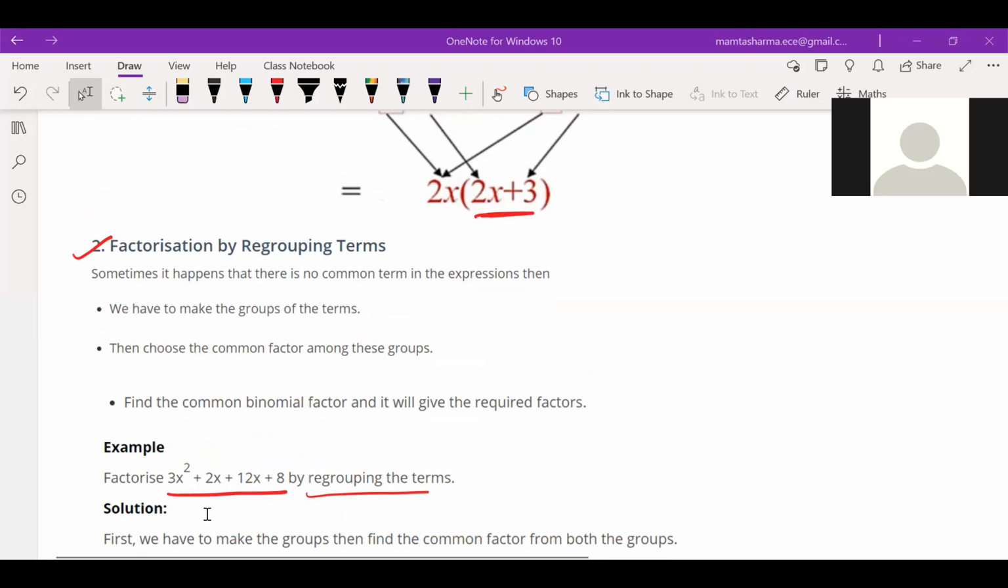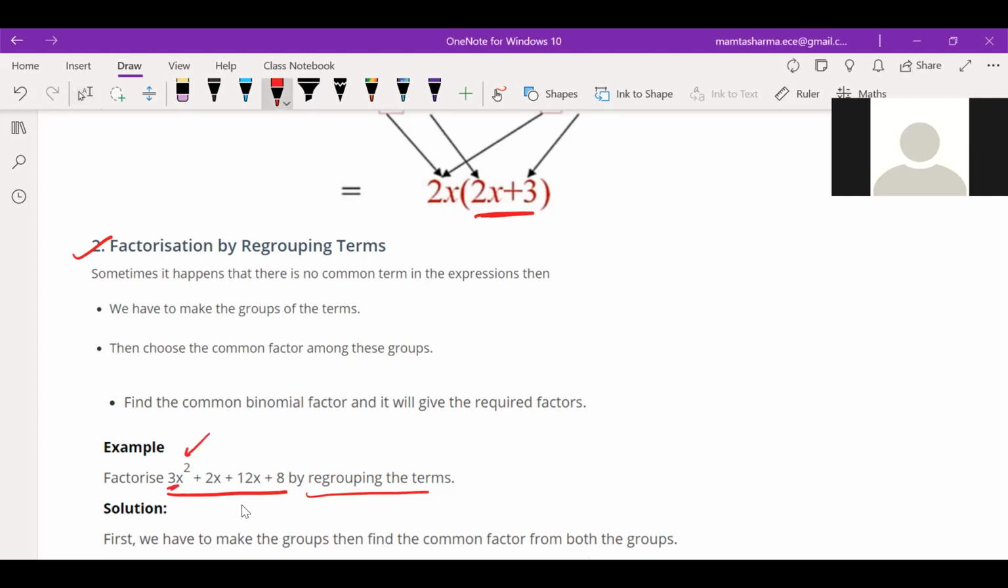Okay. So why are we not grouping 3x square and 2x together? Ma'am, because in this only x is common. 3 and 2 are not common with each other. And 12 and 8, it will be more complicated, ma'am, this way. Okay. But you can solve by using both the methods. You have to pick the terms which are having the most common term.